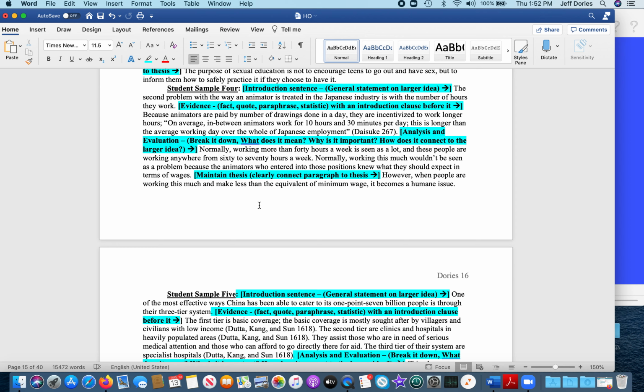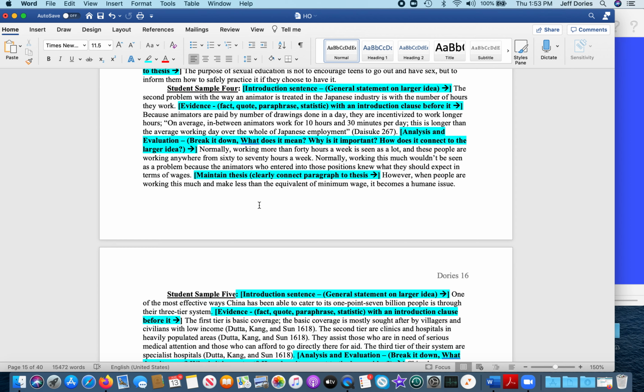The second problem with the way an animator is treated in Japanese industry is with the number of hours they work. Okay, so notice it doesn't need to be cited. It's clear what the paragraph's going to be about. And just to show you how close it is to not being effective, though, say it said the second problem with the way the animators treated in Japanese industry is that they work on average 47 hours, right? And I made up that number.